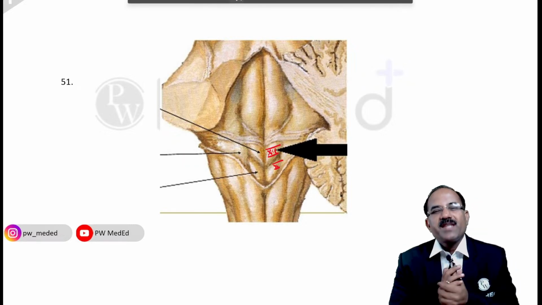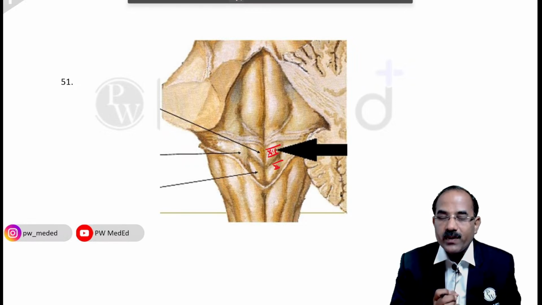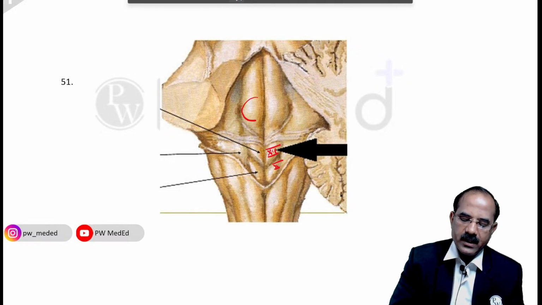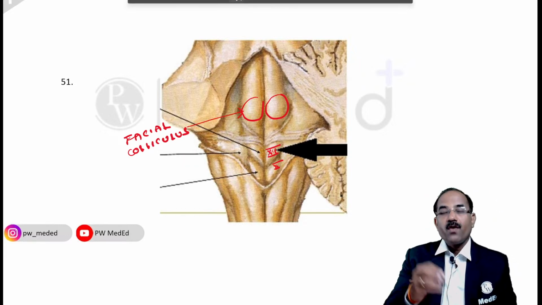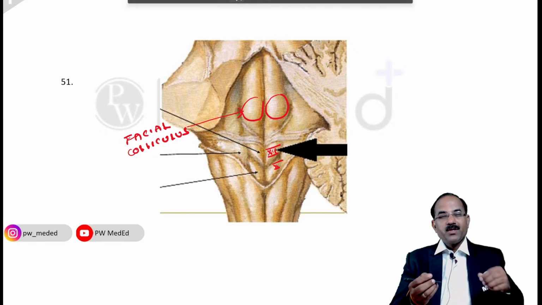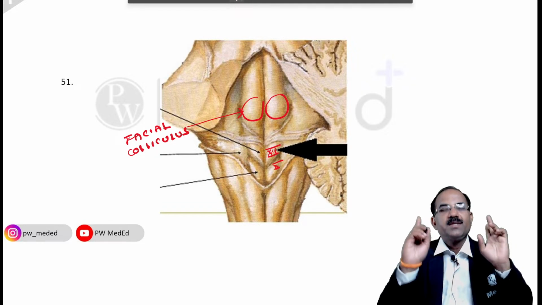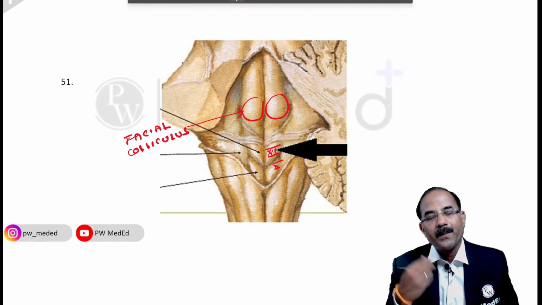Hypoglossal nucleus is inside it. And how is the vagal triangle formed? It is formed by the dorsal nucleus of vagus. And what are these elevations here? This is what we call the facial colliculus. And this facial colliculus is formed by what? They are formed by the fibers of the facial nerve as they wind around the abducens nucleus.